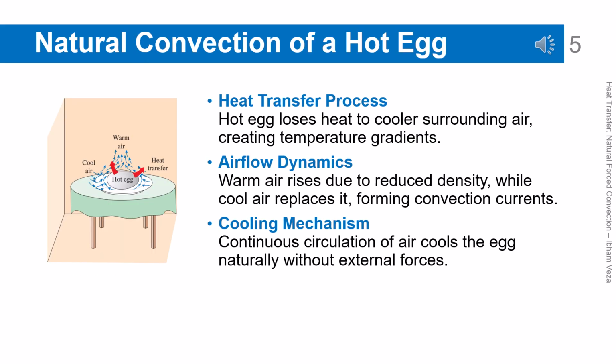A hot egg releases heat to the cooler surrounding air through natural convection. The air near the egg surface becomes warmer. Its density decreases, and it moves upward. Cooler air then replaces the warm air, forming a natural circulation. This process continues until the egg temperature approaches the ambient temperature. This example shows that fluid flow can occur without any mechanical device.